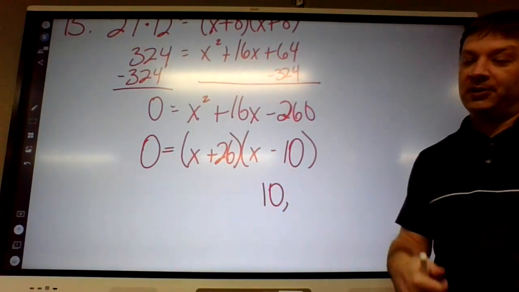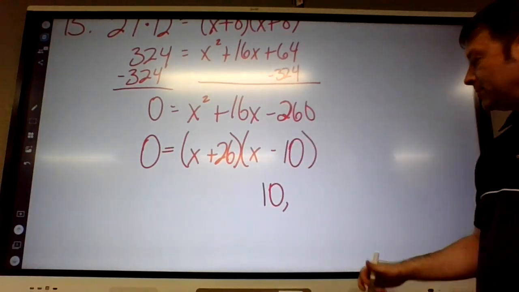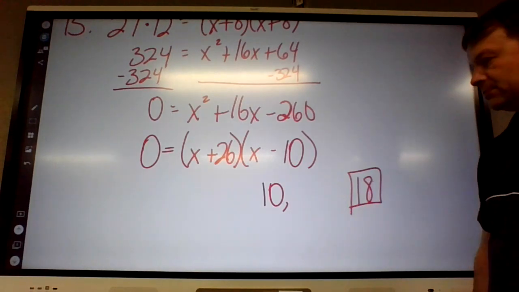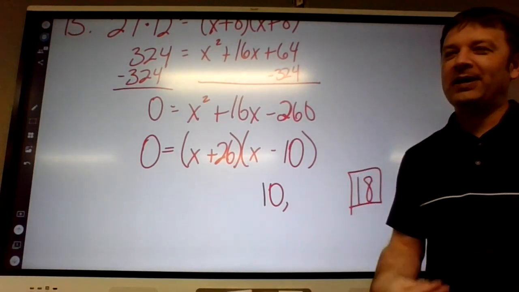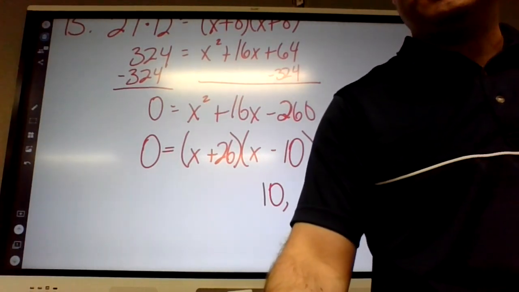And then we're going to plug it back in to find HG. HG is x plus 8, so 10 plus 8, 18. Oh, we're done. No, we're not. No, I'm done. You have only just begun. Thanks, Mr. Jordan.